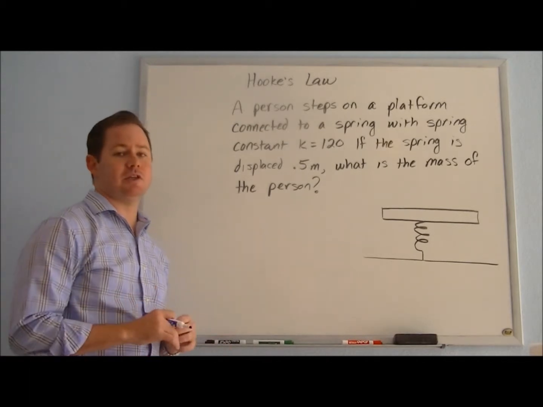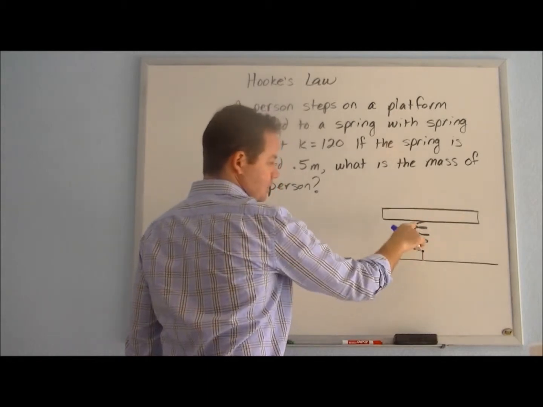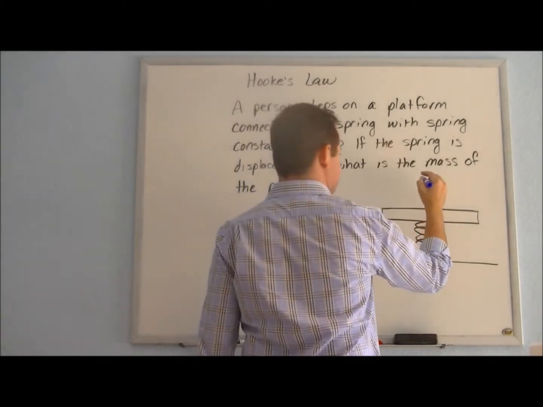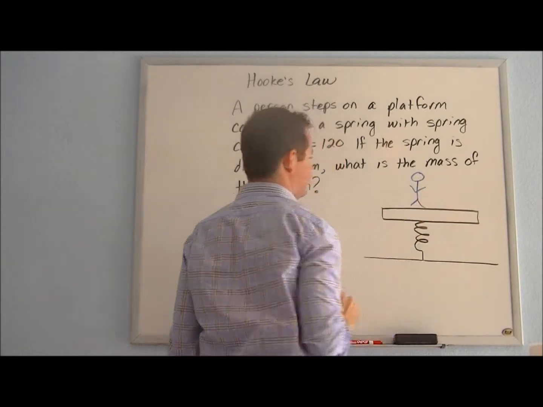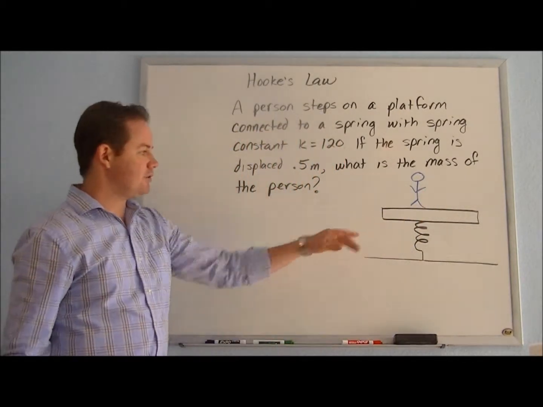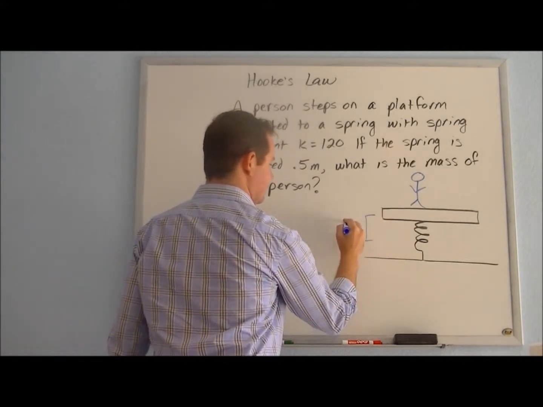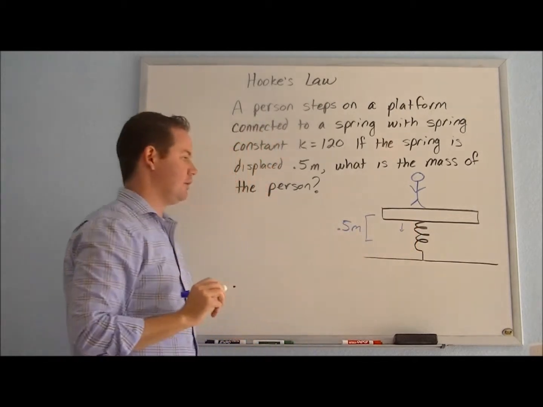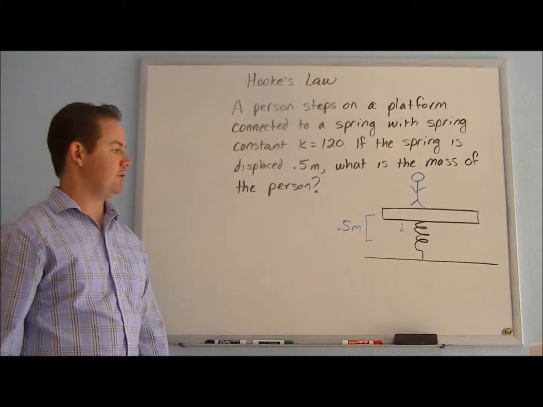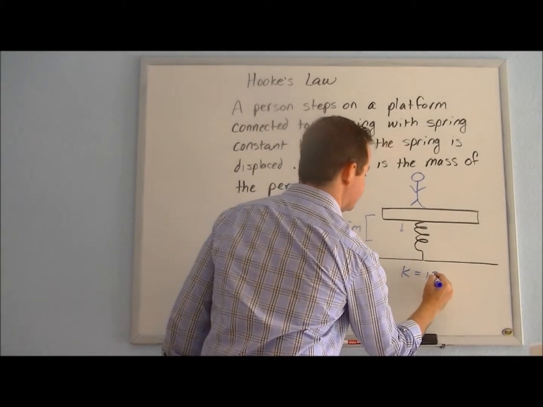So let's take a look at the scenario being described. We have a platform that is attached to a spring, and a person is stepping onto that platform. Upon doing so, this spring is going to be displaced 0.5 meters. So this person is pushing the spring down 0.5 meters. And we're told that the spring itself has a spring constant of 120.